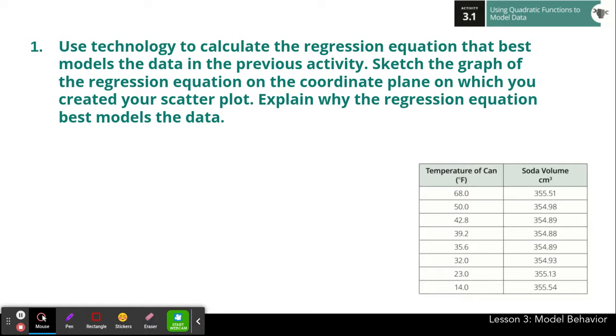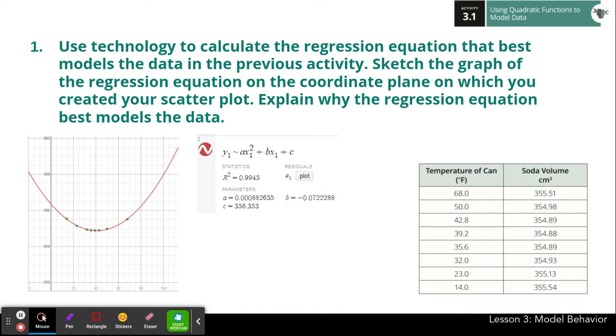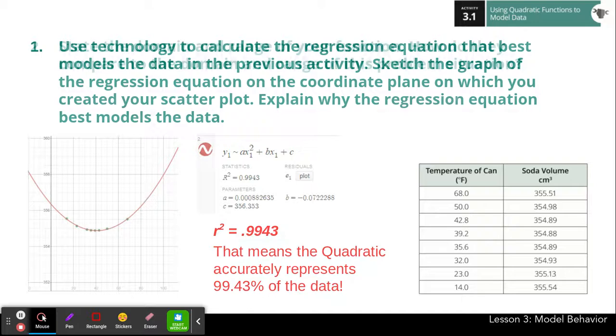Sketch the graph of the regression equation on the coordinate plane on which you created your scatter plot. So go ahead and connect your points on your scatter plot in your workbook and create that parabola there. So you're just drawing in what's red that you see on my screen. All right. And we're going to ignore this little piece right here.